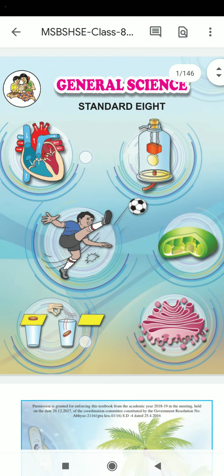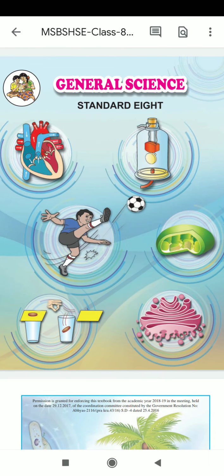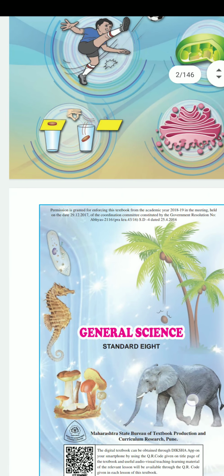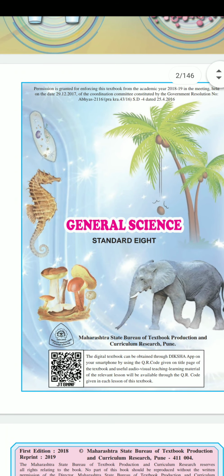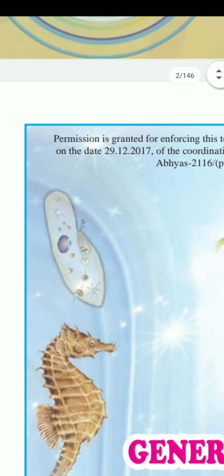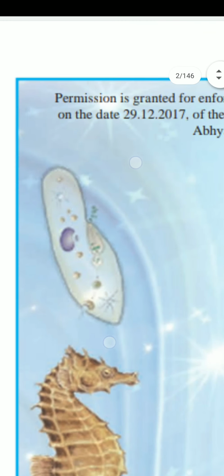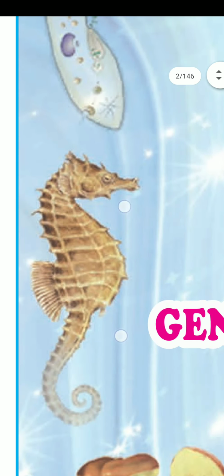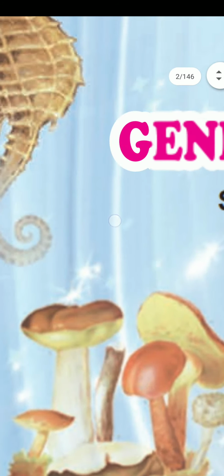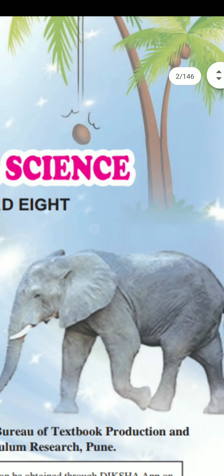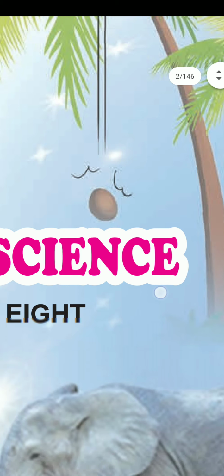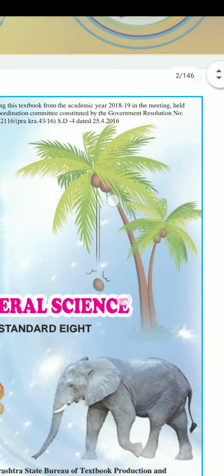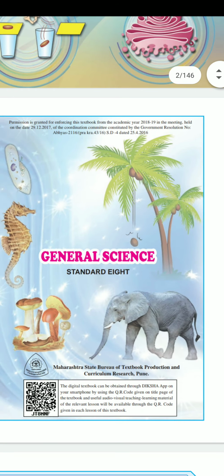This is our cover page, and it shows whatever contents are present in our textbook. On this page, you will see many animals. Paramecium is present in water, in dirty water also. Then you see a seahorse, a mushroom, and an elephant. Some plants are there, and a coconut is falling in the water. It shows the different things present in our textbook.